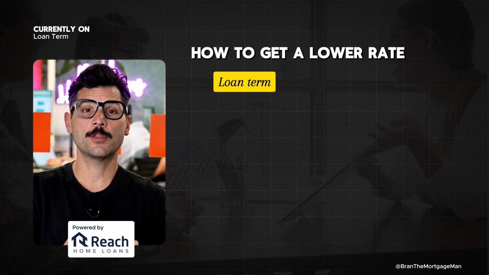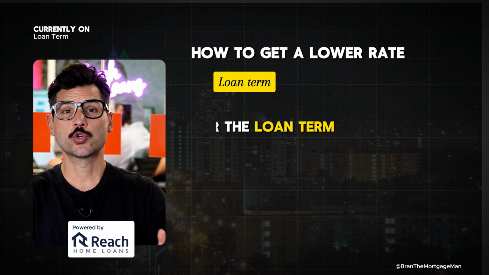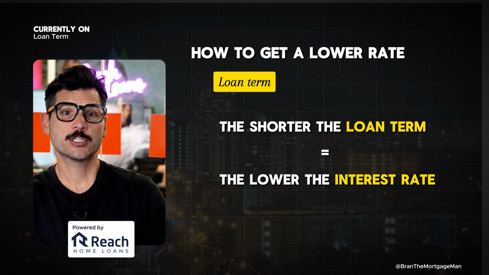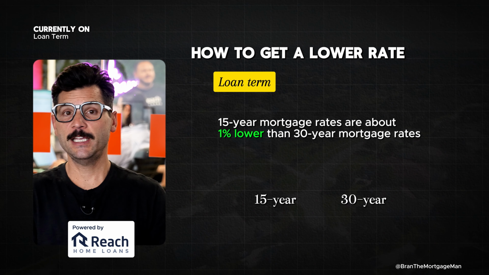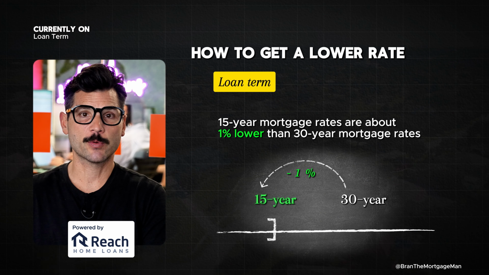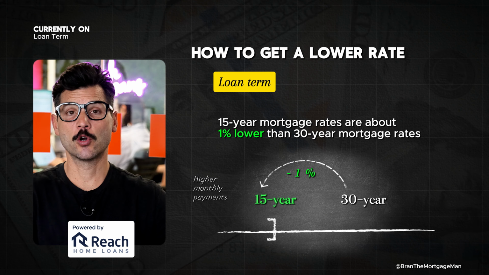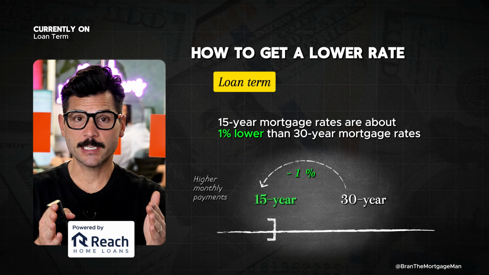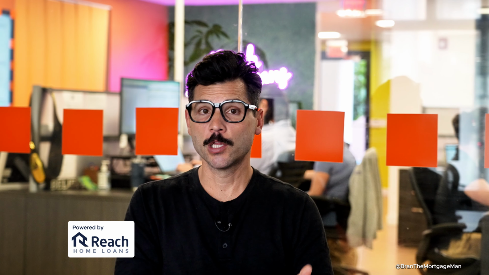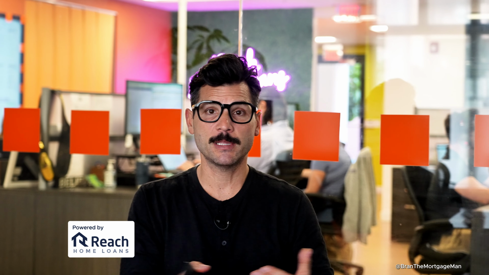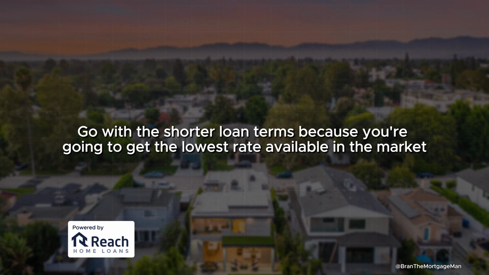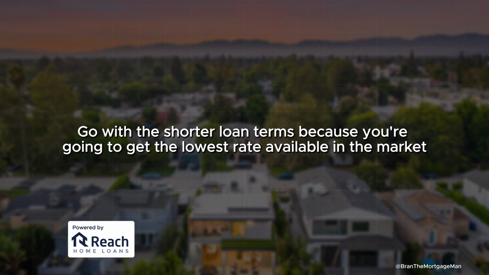Another way to get a lower interest rate is the loan term. And by that, I mean the length of the mortgage. The shorter the loan term, the lower the interest rate. So let's just call it a 15-year mortgage. 15-year mortgage rates are around a full percent lower than 30-year mortgage rates. You're going to have a higher payment if you go to a shorter term, but we're focusing specifically on getting a lower rate right now, not lower payment, right? If you want a lower rate and you can afford the higher payment that comes with a shorter loan term, then you should go with a shorter loan term, because you're going to get the lowest rate available in the market.